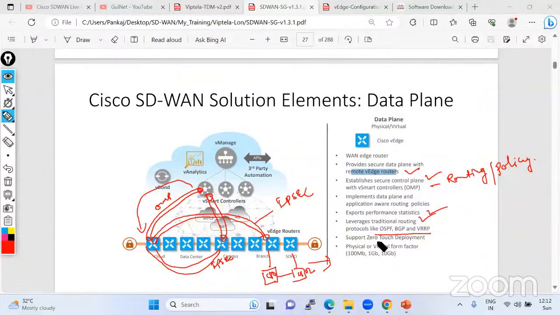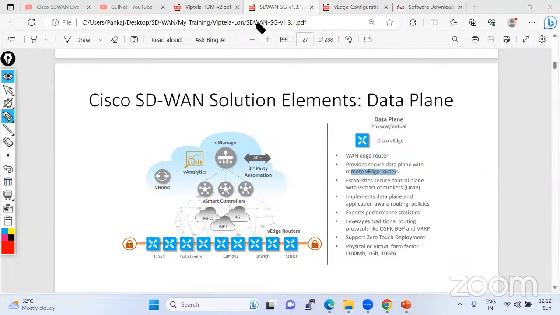So it will easily understand all this routing information and do the routing based on these IGP and BGP protocols. This also supports zero touch deployment. This is a ZTP process, which I'll discuss in more detail in the upcoming classes, and this can be physical or hardware form factor. So this is the complete control plane and data plane introduction, the deeper understanding of the functionality of the data plane and control plane. I hope you guys clearly understand it.